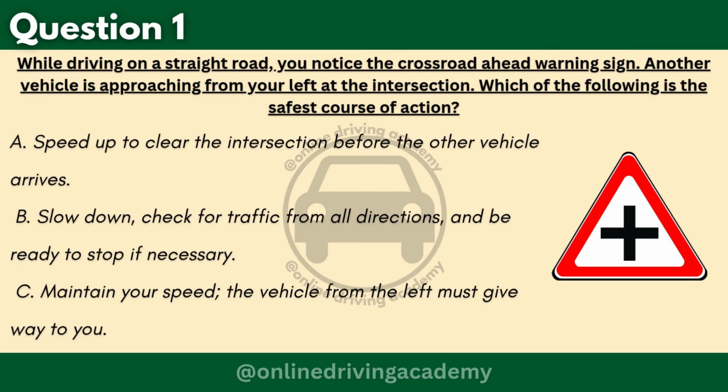Now if we're looking at our three options, option A tells us to speed up to clear the intersection before the other vehicle arrives. Option B tells us to slow down, check for traffic from all directions, and be ready to stop if necessary. And option C tells us to maintain your speed. The vehicle from the left must give way to you. Now from these three options, only option B gives us the correct choice. Option A tells us to speed up, which is incorrect. And option C tells us to maintain our speed, which is also incorrect. The only correct answer here is option B, slow down, check for traffic from all directions, and be prepared to stop if necessary.